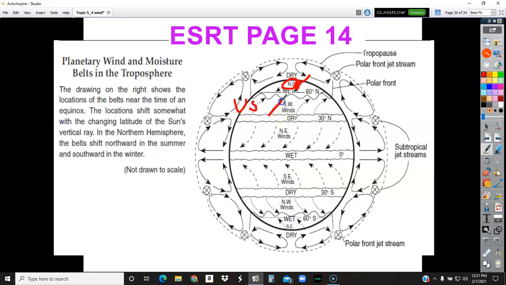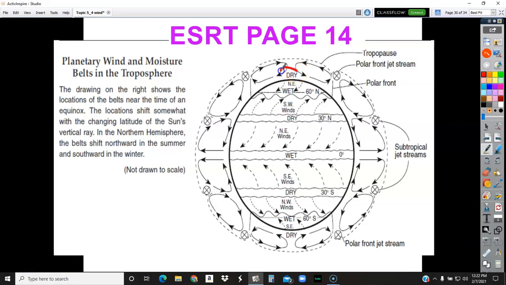So we're in the southwest winds going northeast. Below us are the northeast winds coming that way. You got your southeast winds, you got your northwest winds, and you got your southeast winds. Okay. So this is in your reference table.